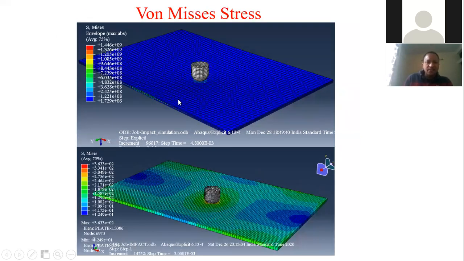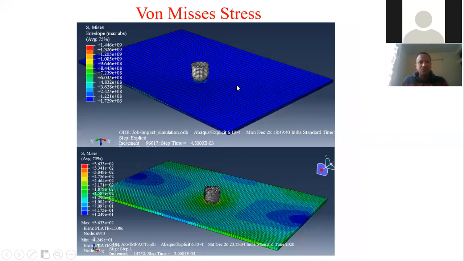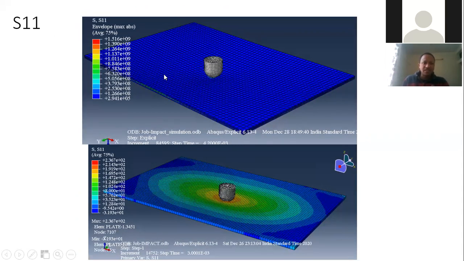Von Mises stress for composite is 1.46446 gigapascal. For aluminum plate, 3.633. It is not giga, it is a very much smaller number. Okay. So with such a large variation, the contour plot is also different. The pattern is different, so the two materials are completely different.